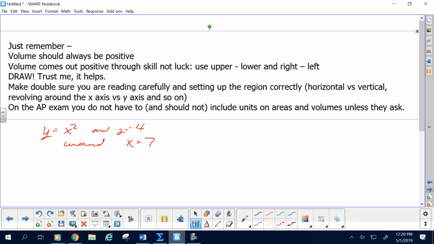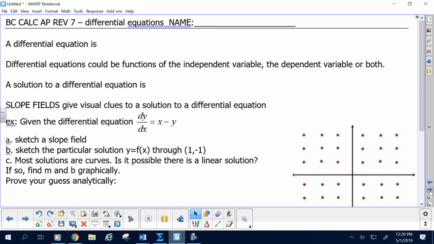So on these kinds of problems, I would suggest don't put the units unless it's some kind of application problem where they're giving you the units and asking for them. Then I would ignore them. All right. Switch gears to differential equations.